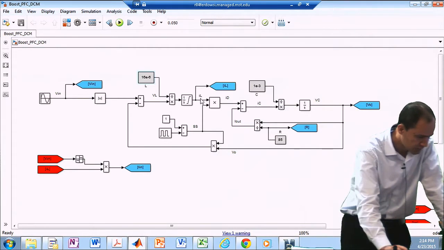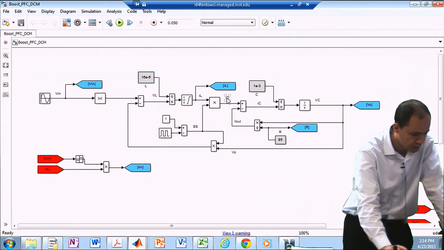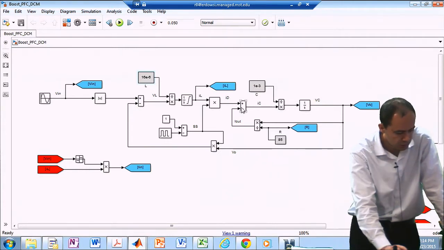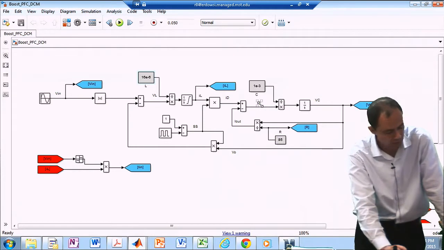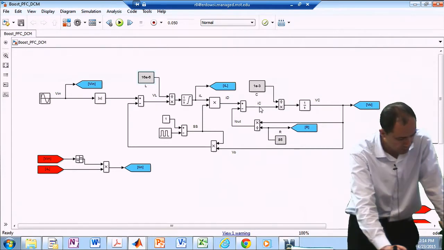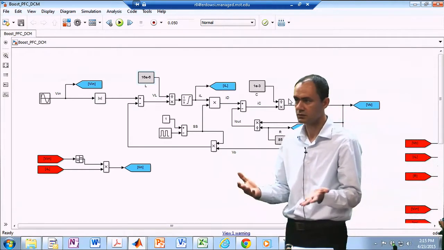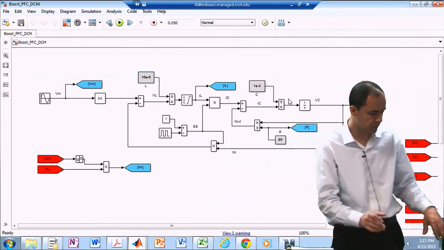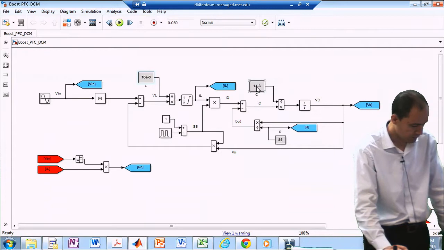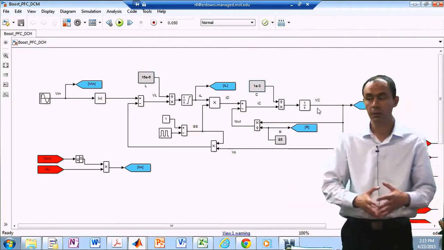Once you have the inductor current, the inductor current times the status of the switch gives you the diode current, and the diode current minus the load current is the capacitor current. Then you integrate the capacitor current to find the voltage of the capacitor, which is your output voltage. So we have seen this before. The value of the cap is 1 millifarad.